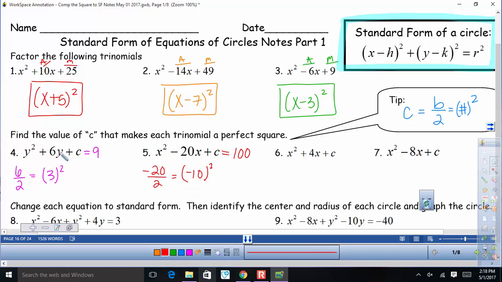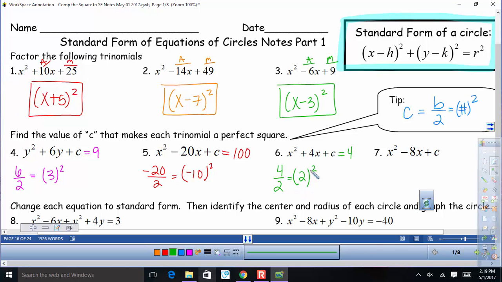Negative 10. So do you notice that the factor in the first one was a positive 3, what you got when you divided by 2. The factor in the second one was a negative 10, what you got when you divided by 2. Let's try number 6 and see if it works out the same. So if I take 4, my B, and I divide it by 2, I get 2. And then I square 2 and get 4. So if my C is 4, what number multiplies to give me 4 and adds to give me 4? 2. Isn't that the number we got when we divided by 2?